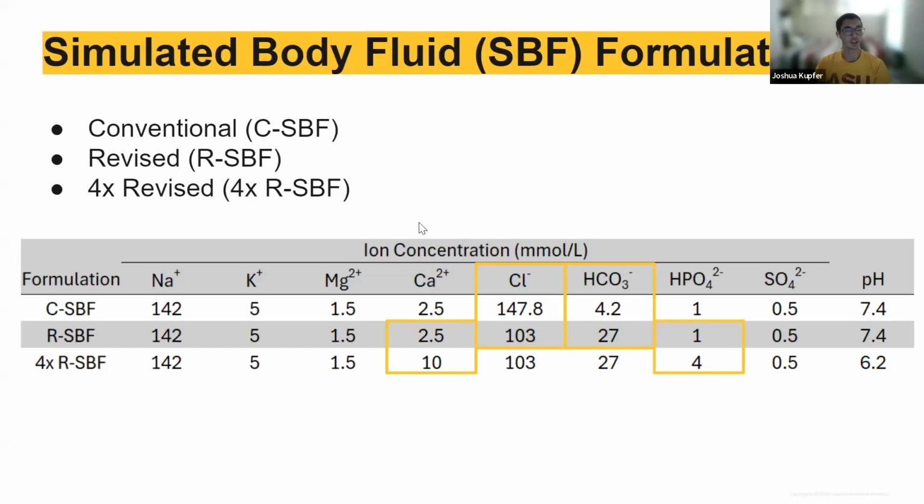The 4x concentrated RSBF only increases the concentrations of calcium and phosphate ions, which will ideally improve calcium phosphate deposition on scaffolds. The trade-off for these higher concentrations is a decreased pH to avoid precipitation of minerals from the solution.